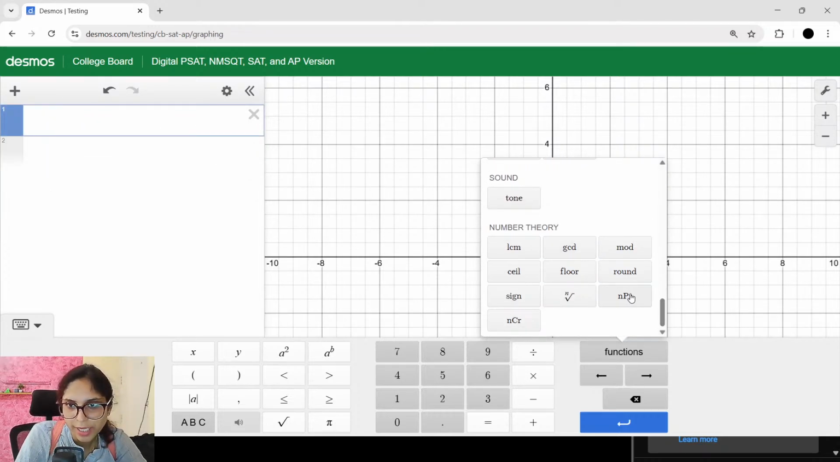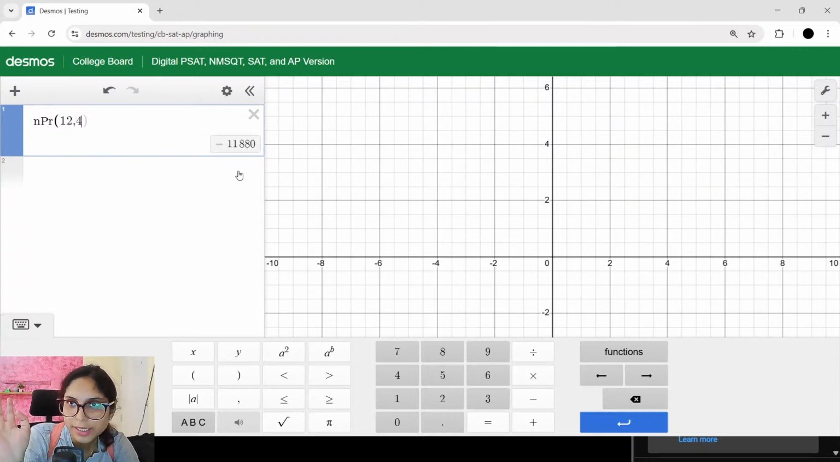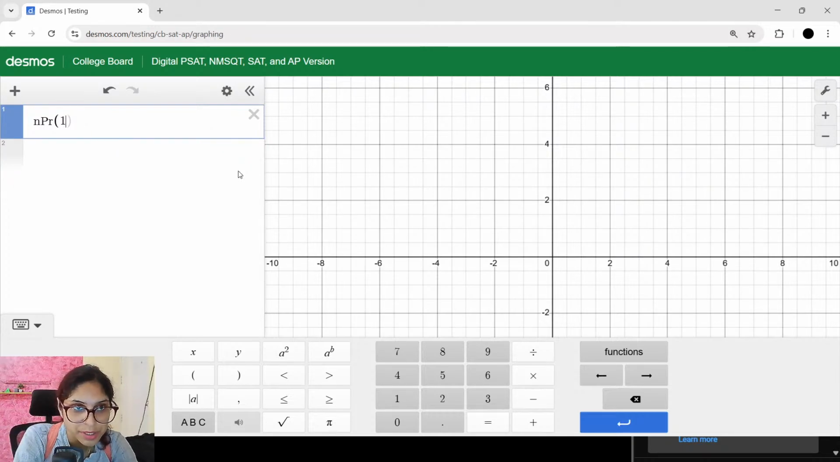Now you can do your NPR. This is for factorial. So you have to give the value of n and you have to give the value of r. You will directly get your answer. For example, if you have to write 4P3, you just write NPR and then you give 4, 3. You will get your answer. So NPR is for arrangements.